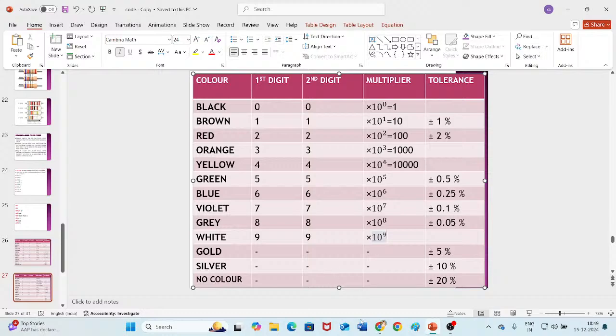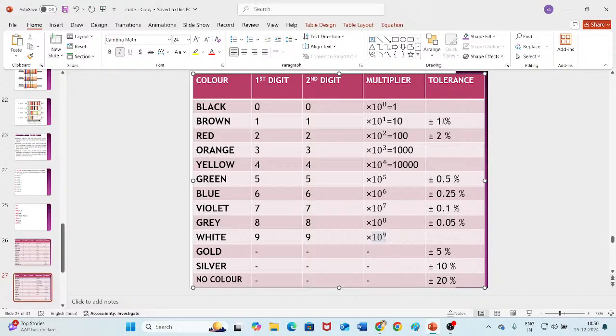So the only thing you have to remember is the tolerance values. If you know the mnemonic BB Roy of Great Britain had a Very Good Wife, you can write down this color sequence. In the table you mention digit 1, digit 2, the sequence 0 to 9, 0 to 9, and multiplier 10 power 0, 10 power 1, 10 power 2, 10 power 3, up to 10 power 9.